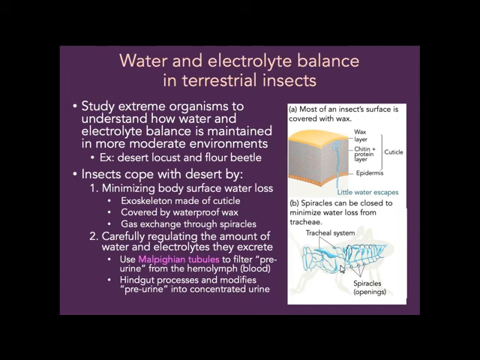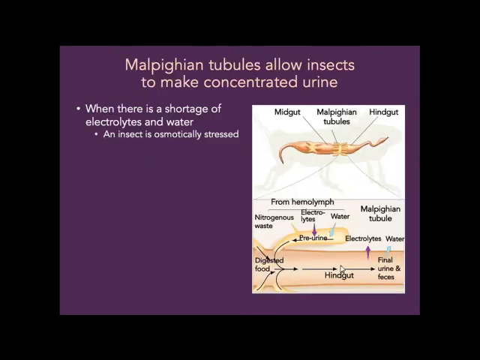There's a second mechanism that insects use to cope with the desert. And this is by carefully regulating the amount of water and electrolytes they excrete. So they have a structure called Malpighian tubules, and these tubules can filter pre-urine from the hemolymph. So the kind of blood squishing around inside of an insect is called hemolymph. And the Malpighian tubules will filter a pre-urine, and then the hindgut will process and modify the pre-urine into a more concentrated urine. So by the time the urine is ready to be excreted, all of the water that can potentially be taken out of it has been.